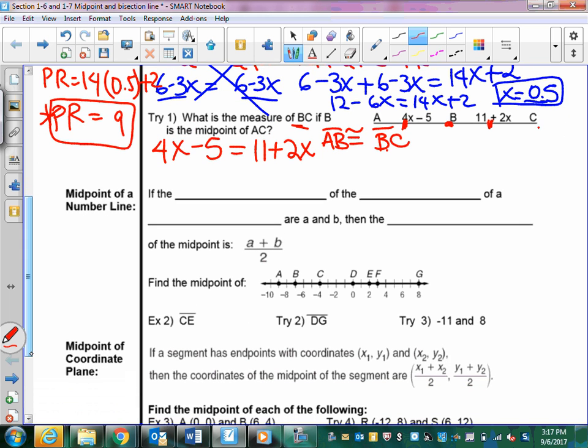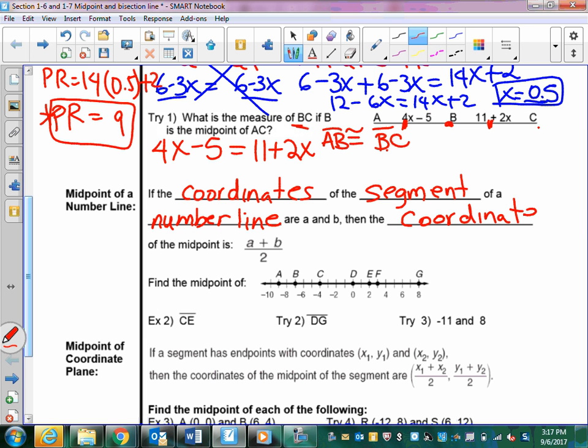The next one is the midpoint on a number line. If the coordinates of a segment on a number line are A and B, then the coordinate of the midpoint would be A plus B divided by 2. It's the coordinate, because we're still on a number line, so I don't need the S part.